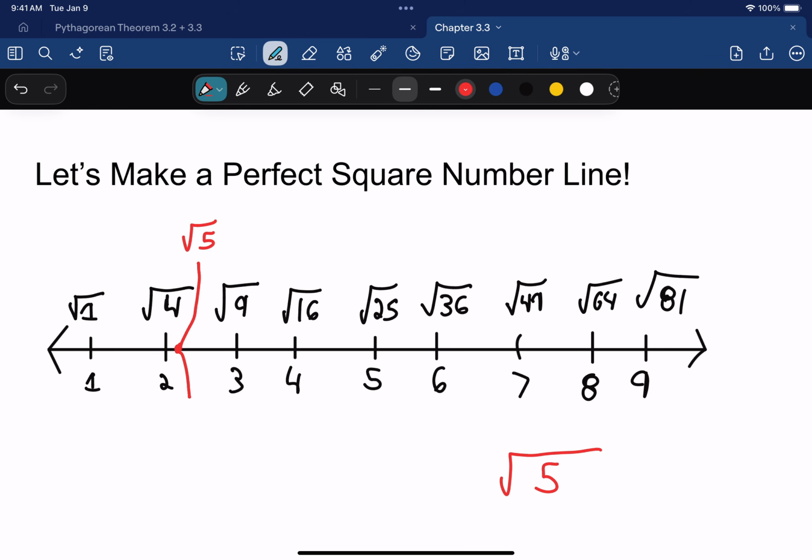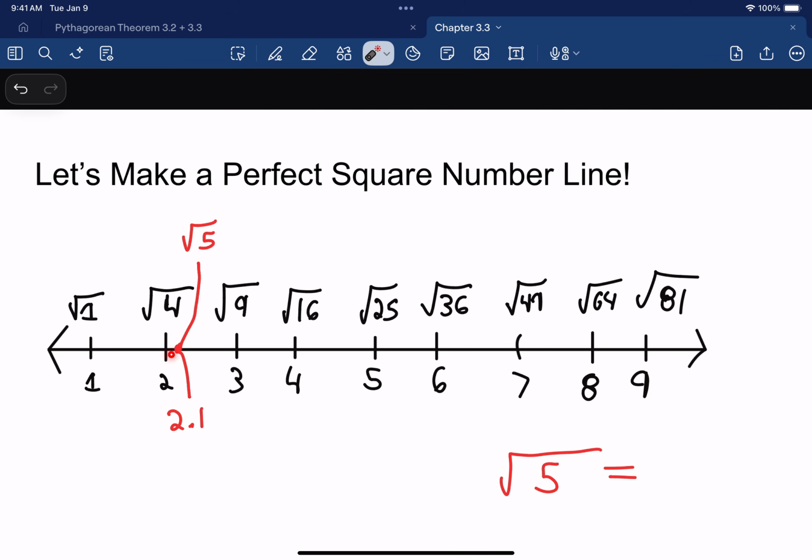So now we can estimate that the decimal answer to this would be something maybe like 2.1. Do you see why we estimated that? Because it's closer to 2 on the number line. So 2.1 would be here as opposed to over here, which would probably be about 2.9. But the square root of 5 is right here, so we would have 2.1.